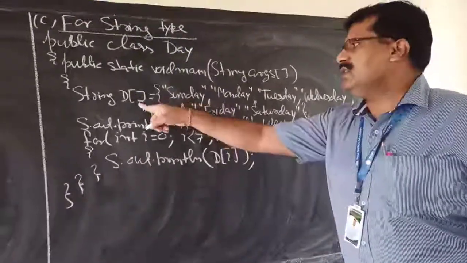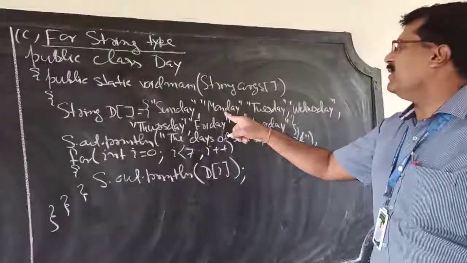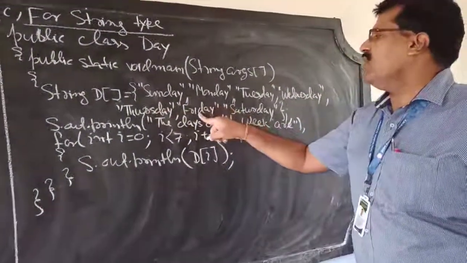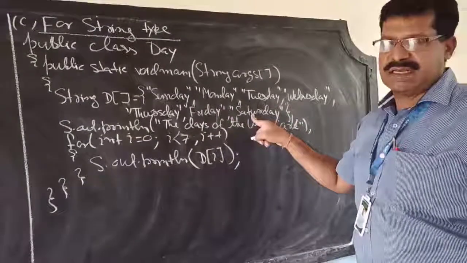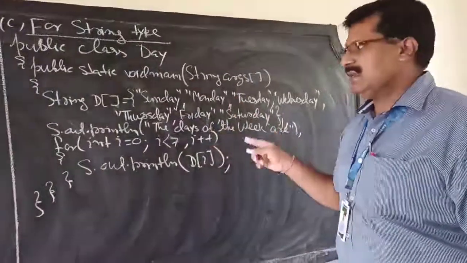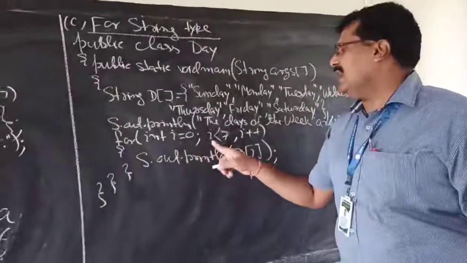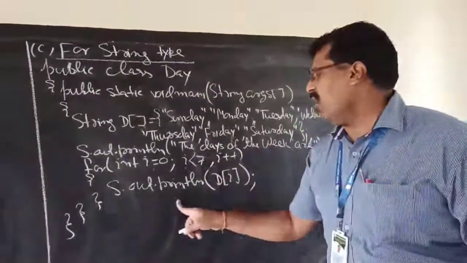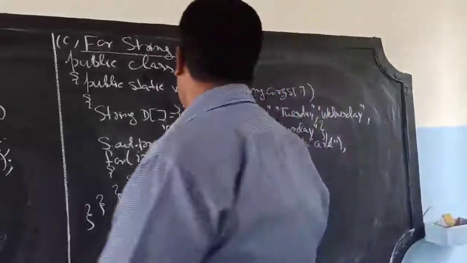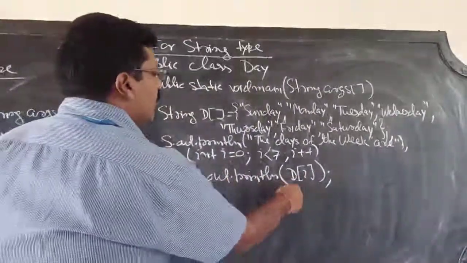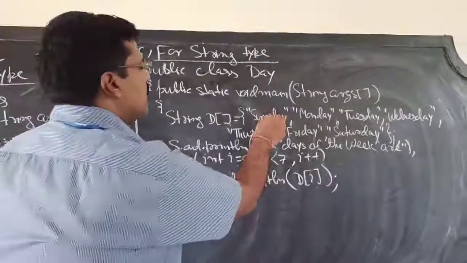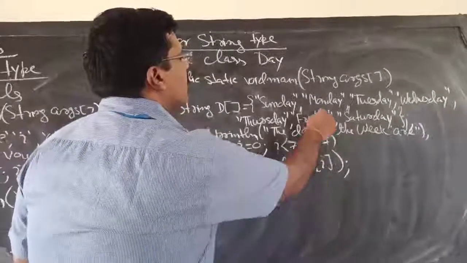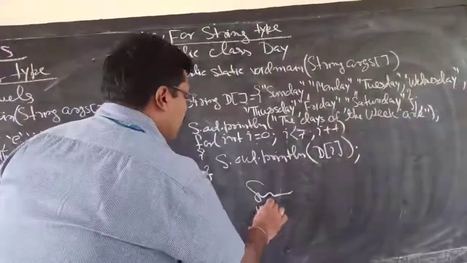So d0 will be Sunday, d1 will be Monday, d2 Tuesday, d3 Wednesday, d4 Thursday, d5 Friday, and d6 will be Saturday. So the loop will run 0 to 6. For int i equal to 0, i less than 7. i less than 7 means up to 6, i plus plus. System.out.println d[i]. The i value is 0. At d0 place what is there? Sunday is there. So Sunday is printed. Next i, d1. At d1 what is there? Monday. Then Monday is printed.